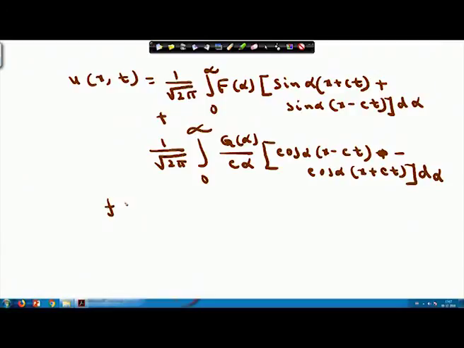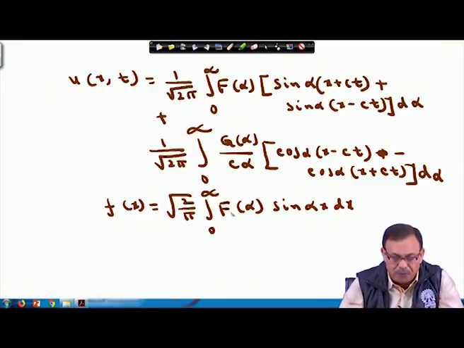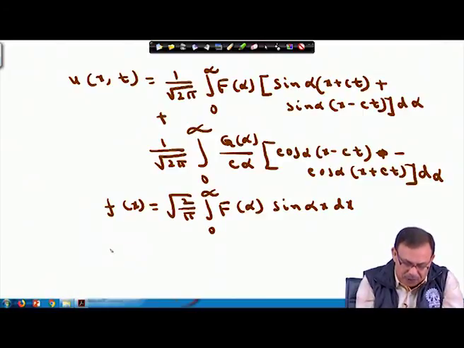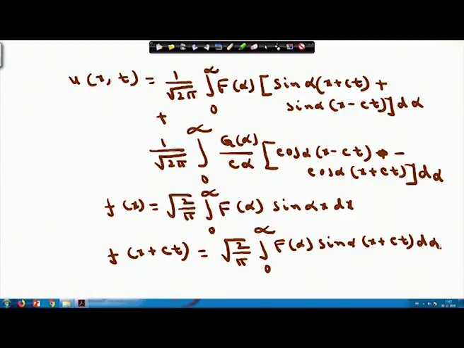Now, you know what your f(x) is. f(x) is nothing but root over 2 by pi, integral 0 to infinity, F(α) sin(αx) dα, where capital F(α) is the Fourier sine transform of f(x), so I can write f(x) as this. Once I have written f(x) as this, what is f(x+ct)? f(x+ct) you can write as root over 2 by pi, integral 0 to infinity, F(α) into sin(α(x+ct)) dα. Since you are taking inversion, it will be dα.